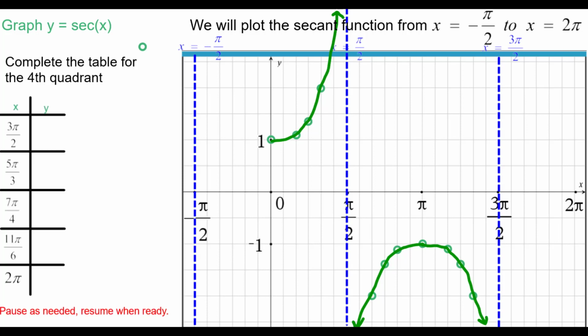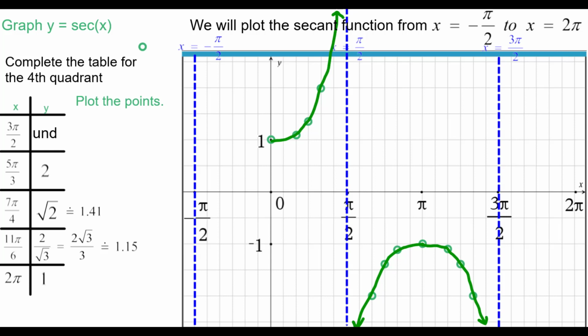Complete the table for the fourth quadrant. In the fourth quadrant, the cosine and the secant are positive numbers. So we'll go ahead and plot the points. At 3 pi over 2, it's undefined. At 5 pi over 3, positive 2. 7 pi over 4, about 1.4. 11 pi over 6, about 1.15. And at 2 pi, right where we started, back at 1.